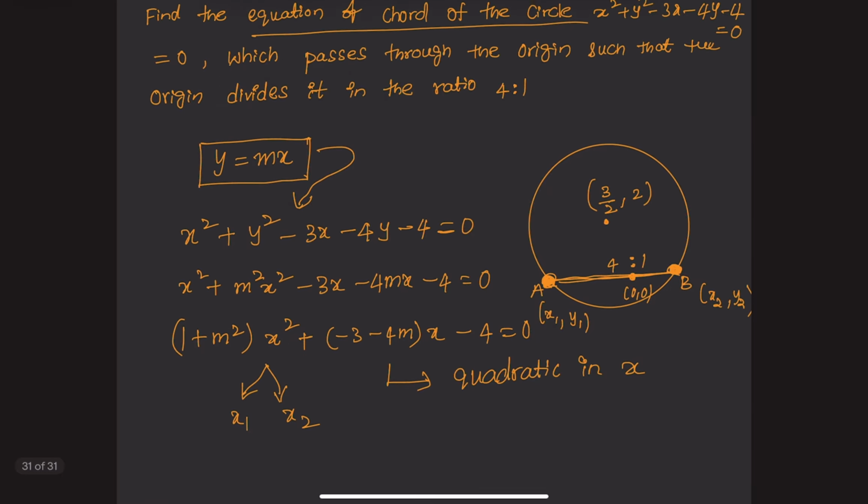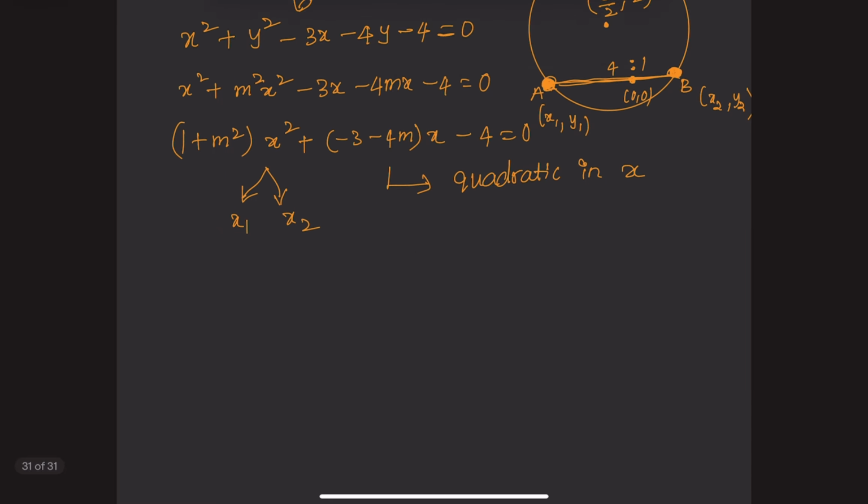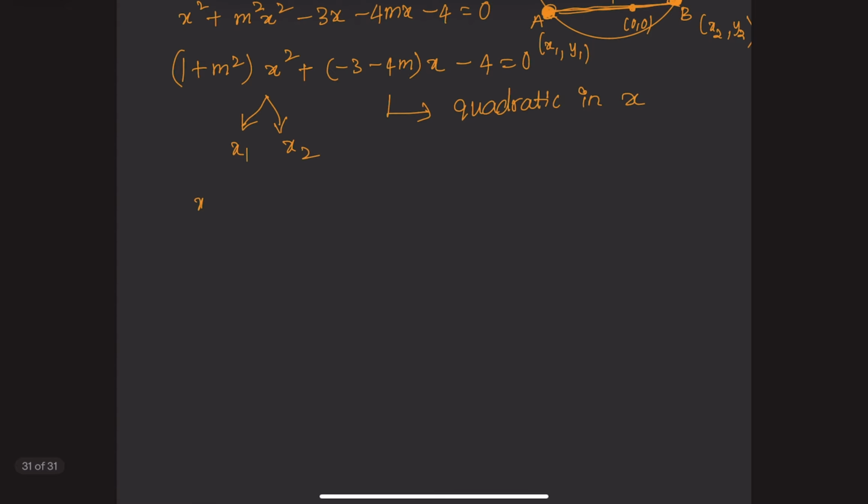Let us say y coordinates are y1 and y2. Now x1 plus x2 is simply minus b by a. So this is 3 plus 4m upon 1 plus m square. And x1 x2 is c upon a. So this is minus 4 by 1 plus m square.